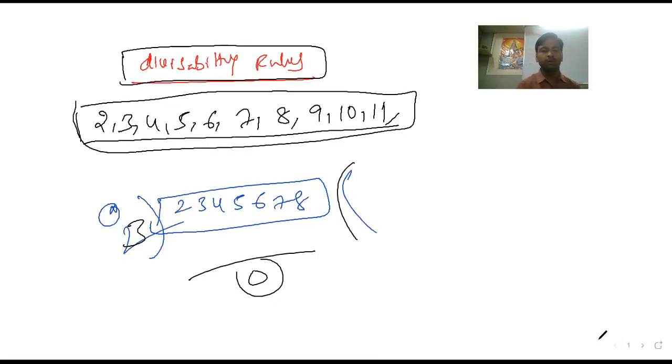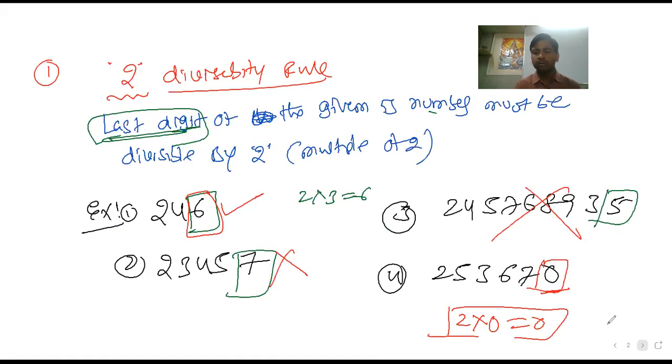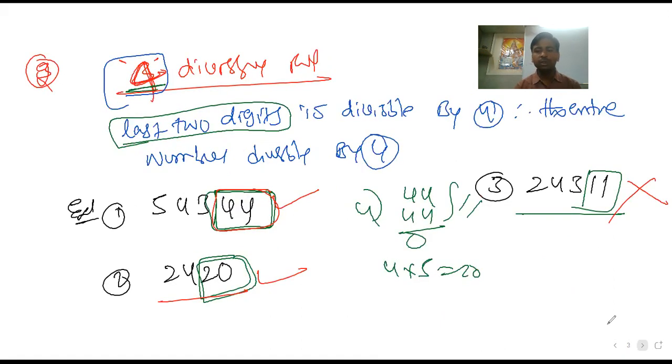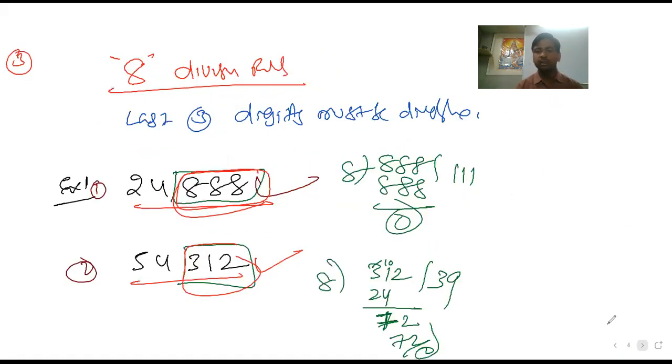So this is the way you need to practice. For those who are understanding clearly, I'll go through everything from start to end so you can revise all. The divisibility rules of 2, 4 and 8: for 2, the last digit must be divisible by 2, then the entire number is divisible by 2. For 4, the last 2 digits must be divisible by 4, then the entire number is divisible by 4. For 8, the last 3 digits must be divisible by 8, then the entire number is divisible by 8.